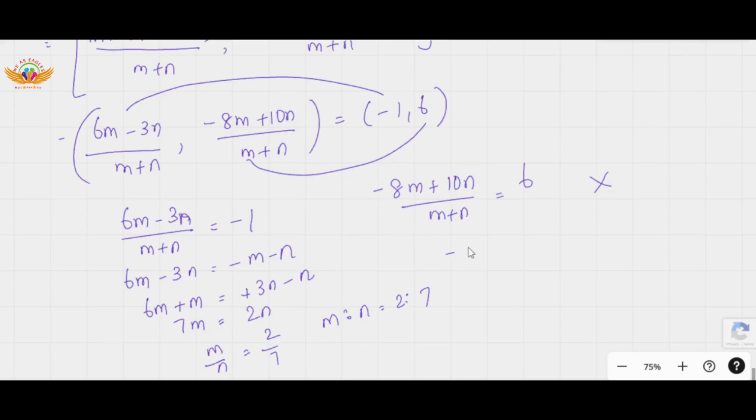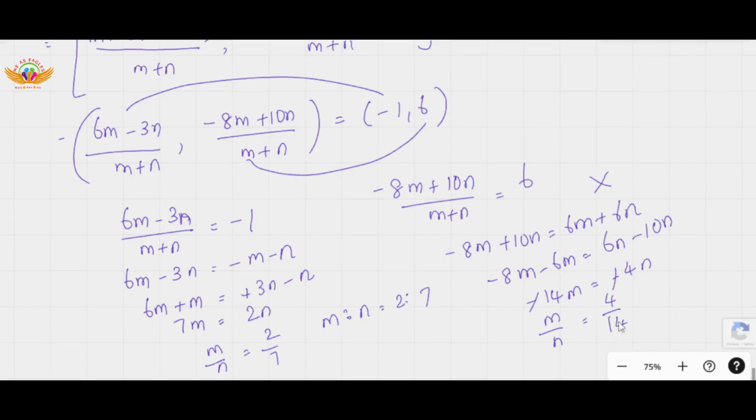Minus 8m plus 10n equal to 6m plus 6n. Okay, done. Bring all the m's. Minus 8m minus 6m is equal to 6n minus 10n. That is minus 14m is equal to minus 4n. Minus minus cancel. m divided by n is equal to 4 divided by 14. 2 2s are 4, 2 7s. See, we got the same 2 is to 7.